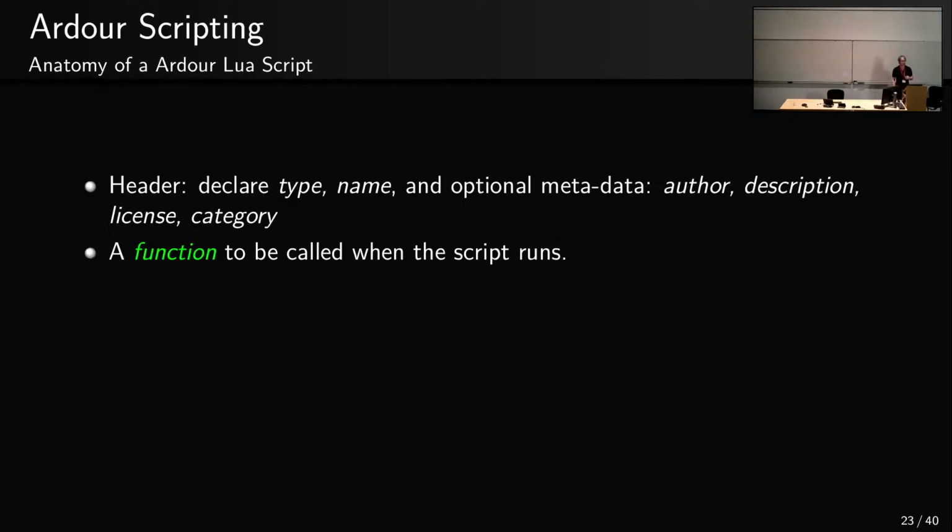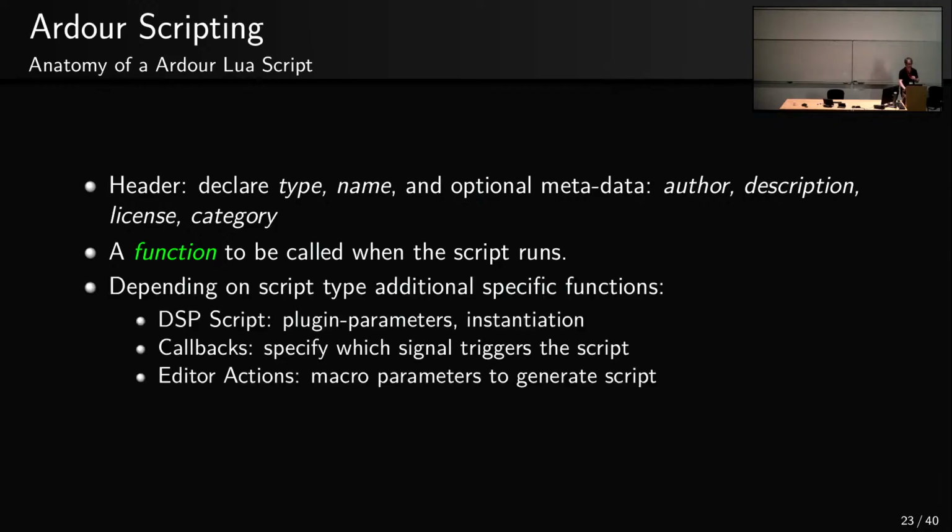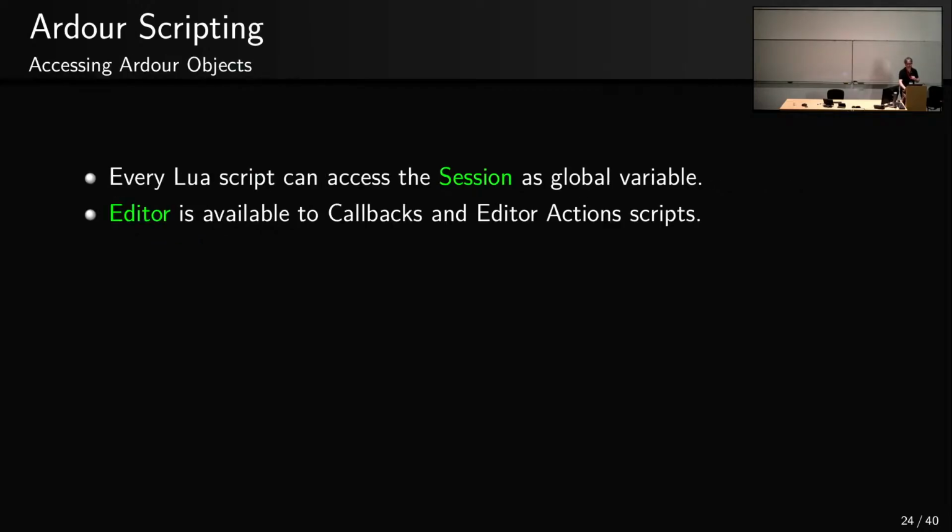So how does a Lua script look? First, you need to declare as a header what kind of script it is, either an action script or a callback. Afterwards, there's one function that is the entry function, called when the script is triggered. For certain DSP scripts or callbacks, there need to be additional specific functions, like an audio callback, or you need to specify parameters for the plugins. I'm going to elaborate on those in a bit.